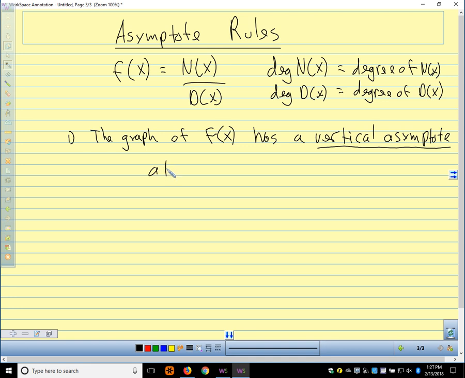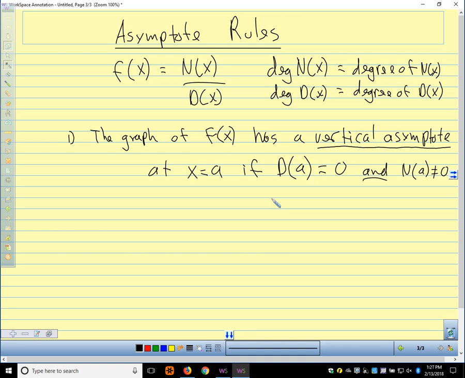Add a line x equals a if the denominator is 0 at that particular value, and n of a is not 0. We'll talk about what happens when they're 0 at the same time in just a second.